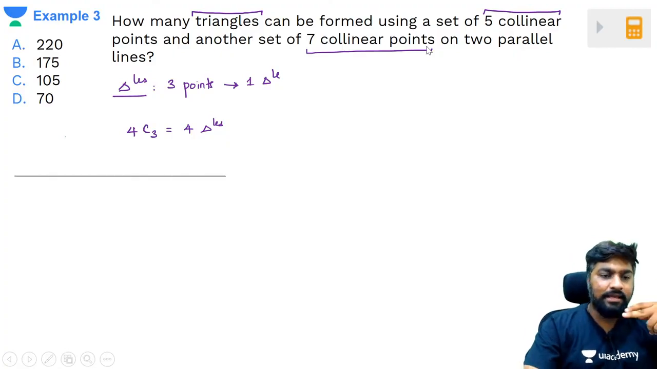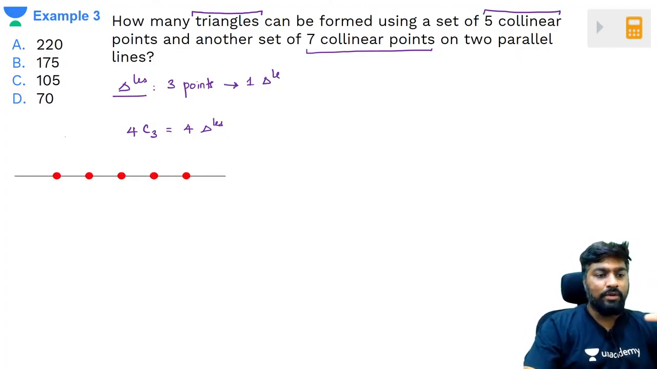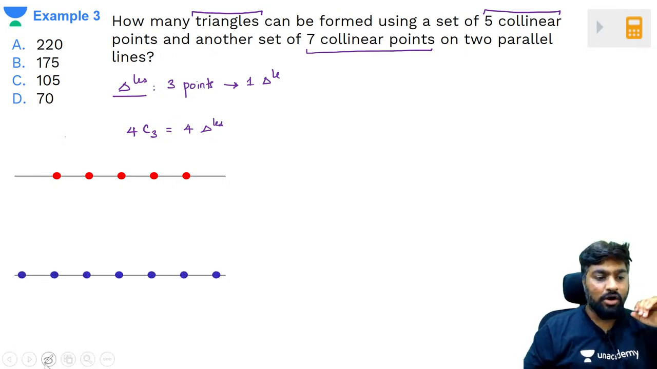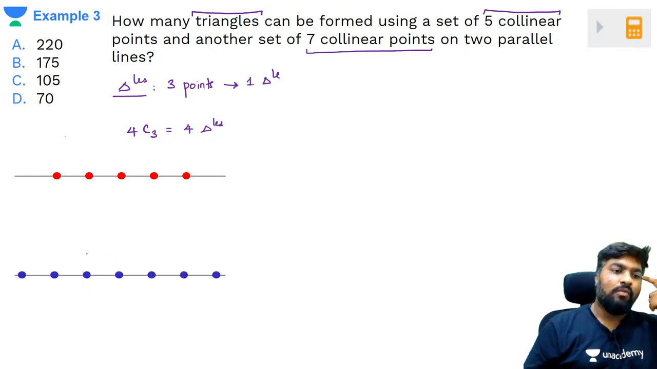So there's a line on which there are 5 collinear points. Yes, 1, 2, 3, 4, 5. And there's another line which is parallel to the previous one. There are 7 collinear points on it. What do we have to do? We have to form triangles from here.